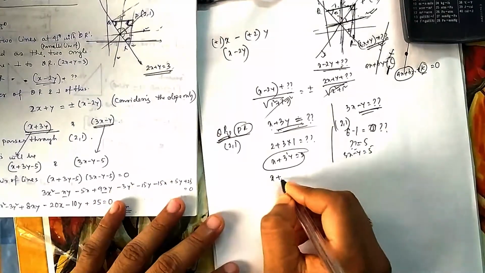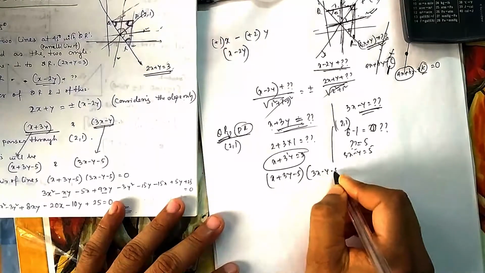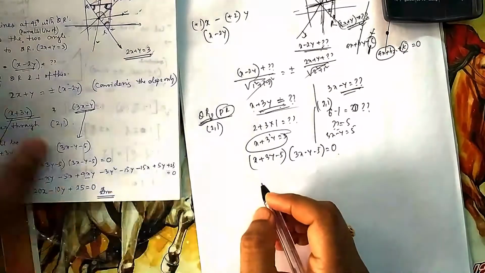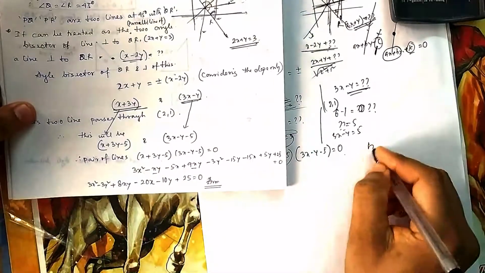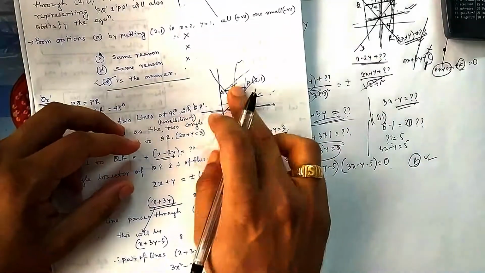So ultimately you got the equation of this line. One line is this one and one line is this one. Why am I doing this? Because I need a pair of lines. You can take the product of these two. If you take the product of these two, you can see this is one line, this is another line. If you take the product of these, you will get option B. So now you got it directly without calculating this one.